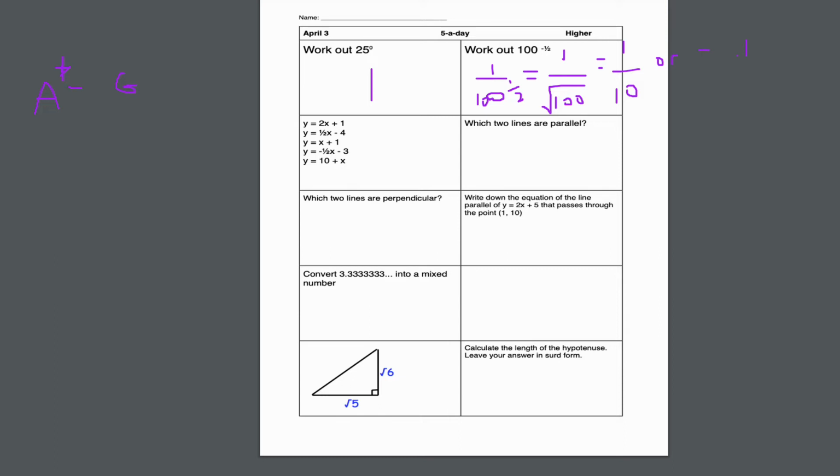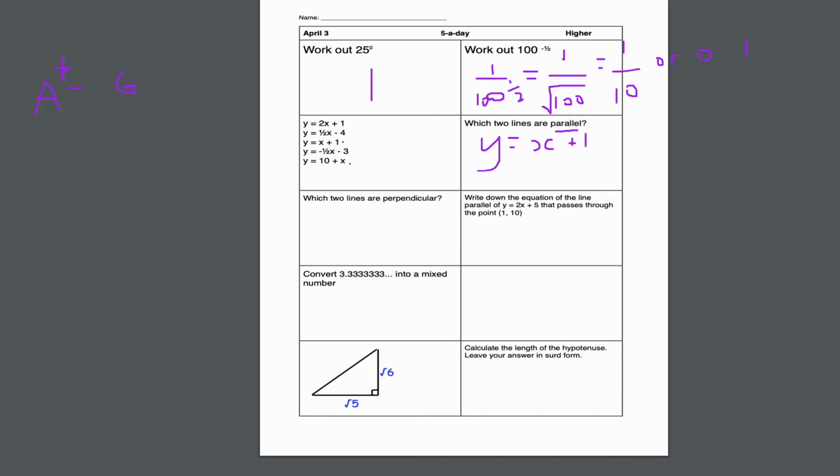Right, guys, this is question number 2. Which two of these lines are parallel? So parallel means it has the same gradient, so the same number in front of the x. That's going to be this one and this one. y equals x plus 1 and y equals 10 plus x, because I can rewrite 10 plus x as x plus 10.